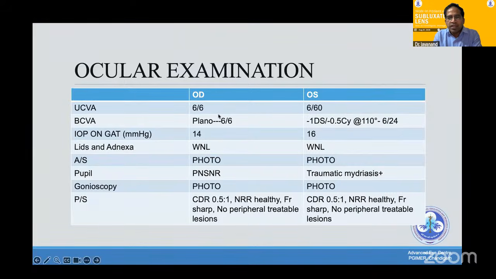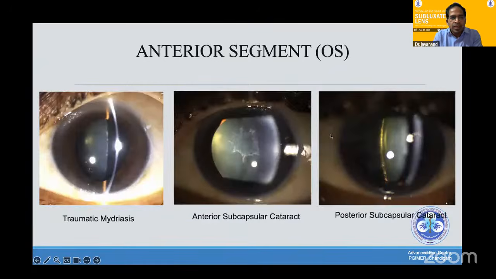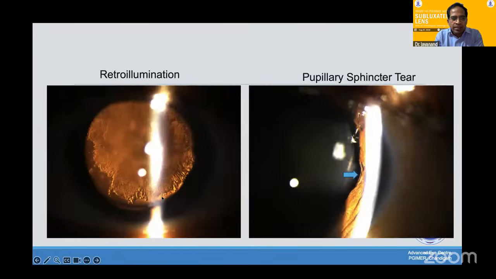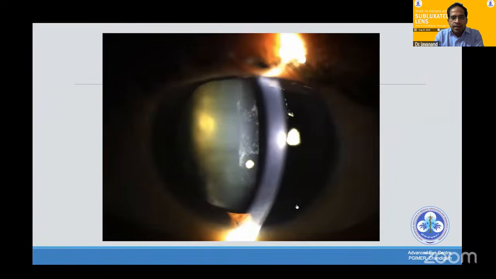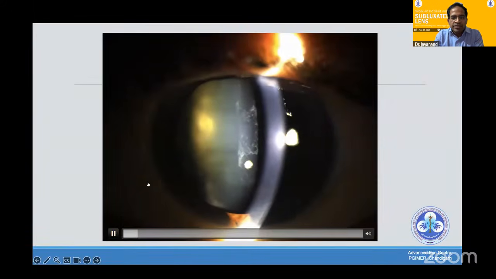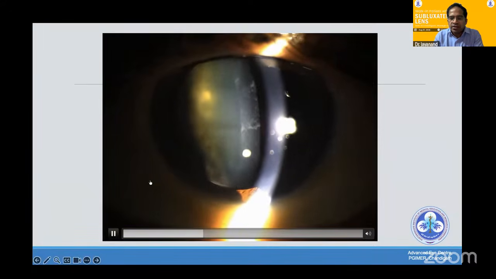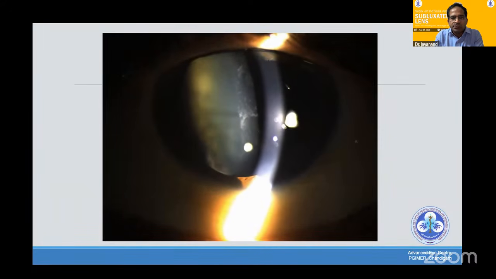On ocular examination, the right eye was within normal limits. In the left eye, the vision was 6/60, improving to 6/24. In the anterior segment picture, we can see a traumatic mydriasis along with anterior as well as posterior subcapsular cataract. The significant posterior subcapsular cataract was visible on retroillumination along with a pupillary sphincter tear. A significant phacodonesis can be appreciated with the eyeball movement.